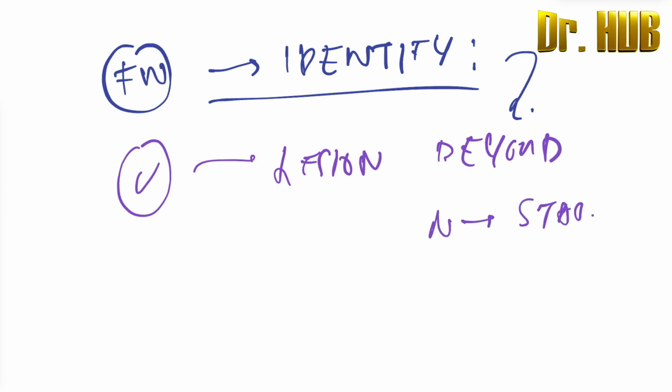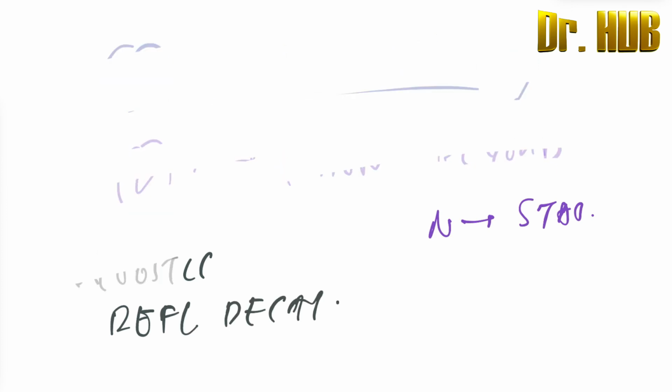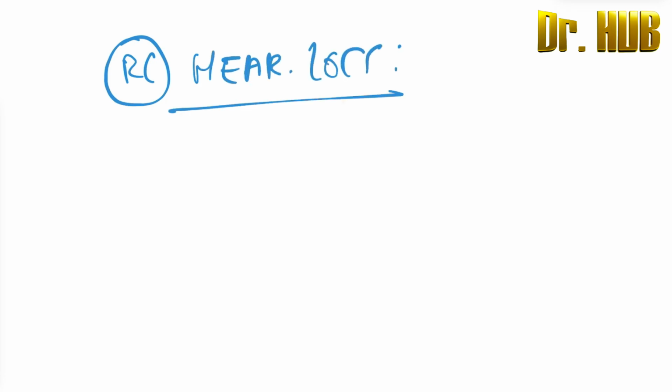The next concept is the acoustic reflex decay. Acoustic reflex decay is a feature of retrocochlear hearing loss, that is, an 8th nerve lesion.